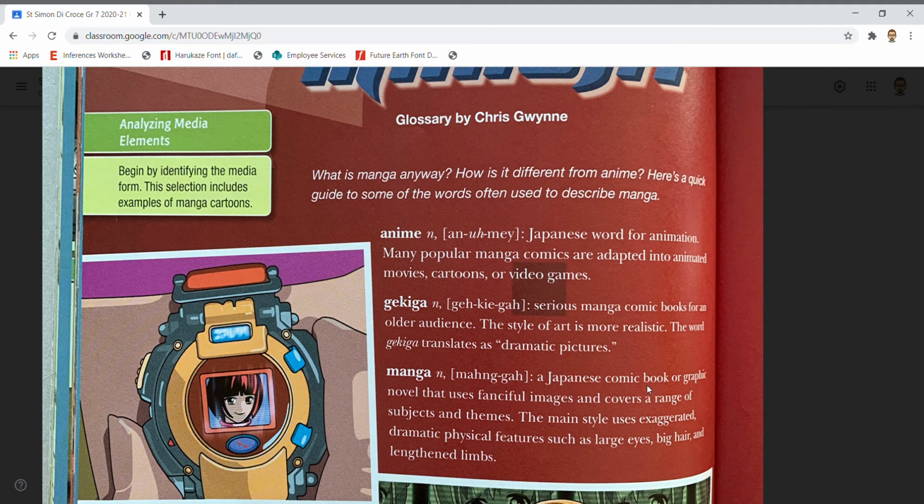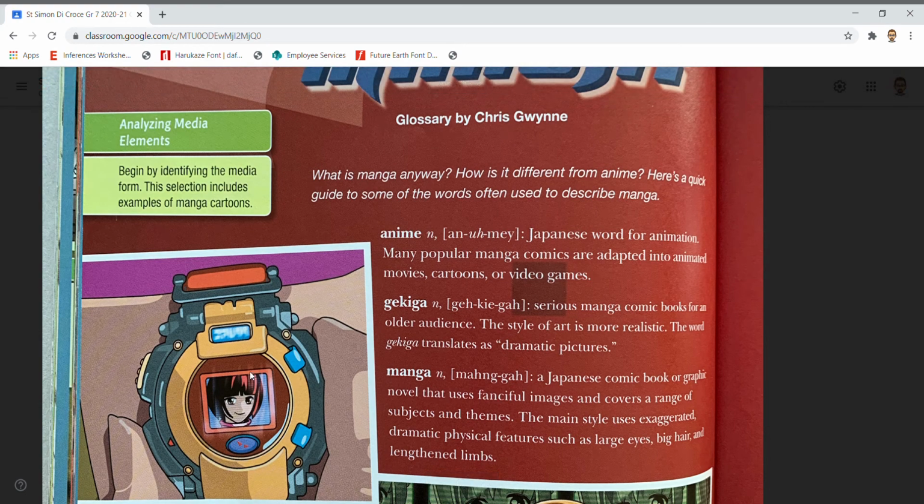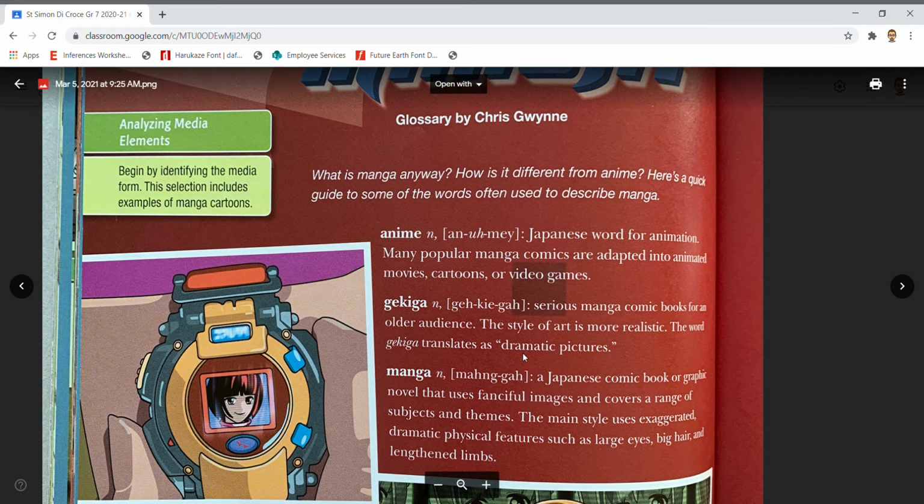Manga, Japanese comic book or graphic novel that uses fanciful images. So here you have the idea of fantasy, adventure, covers a range of subjects and themes. The main style uses exaggerated, dramatic physical features such as large eyes, big hair, and lengthened limbs. I think that's definitely an element that would totally differentiate it from the typical Hollywood-based cartoons. When I think back to the 80s, 90s, that was made by Hanna-Barbera, they did a lot of, like the Looney Tunes franchise cartoons there. Lengthened limbs, the eyes, the hair, that was completely more sort of futuristic at that time.